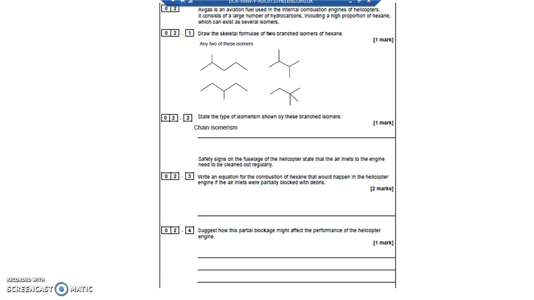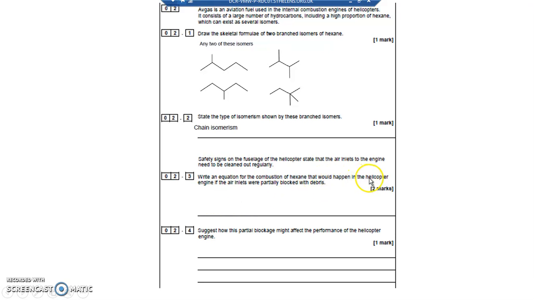Safety signs on the fuselage of a helicopter state the air inlets to the engine need to be cleaned out regularly. Write an equation for the combustion. So combustion is a reaction with oxygen, burning, a reaction with oxygen of hexane. So you have to know what hexane is. It's C6, and then you double the number of carbons and add 2, so 6 times 2 is 12, add 2 is 14. So it's C6H14.